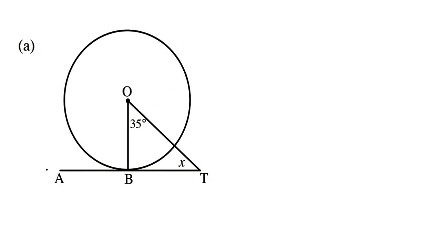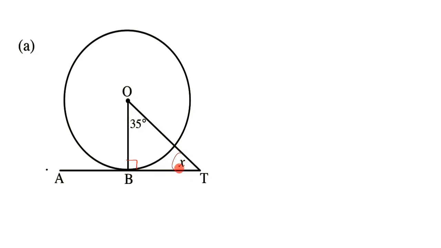Okay, now let's look at A. In this exercise, we are required to find the missing values of the angles. So in this one, we are required to find only x, but then applying our theorem, we can see that OB is a radius and ABT is a tangent. Now, what do we know? The radius is perpendicular to the tangent, so we'll have our 90-degree forming here.